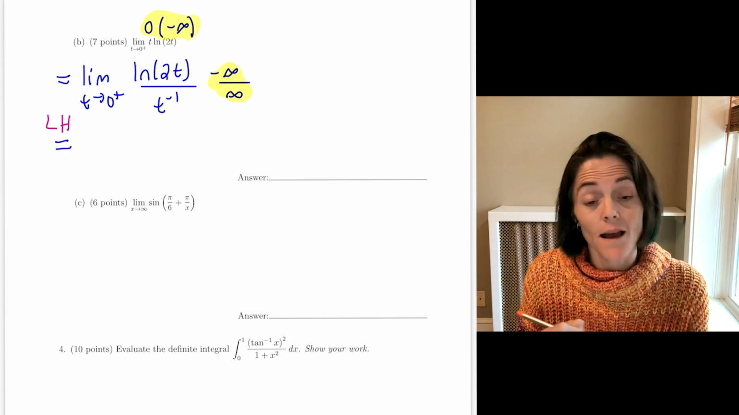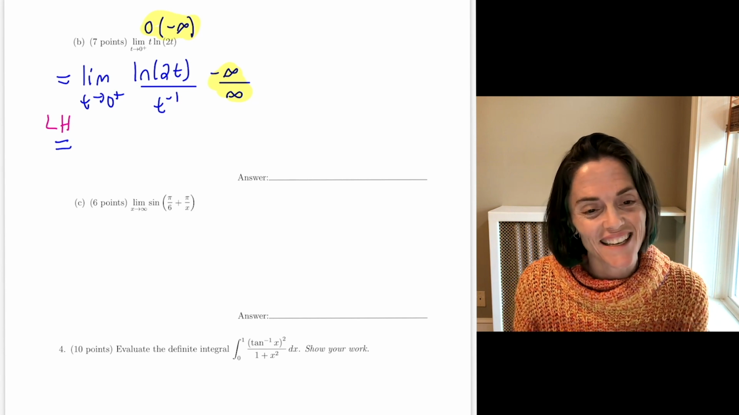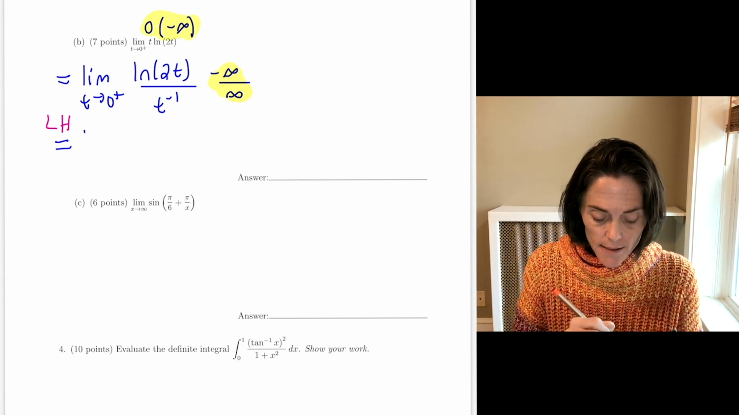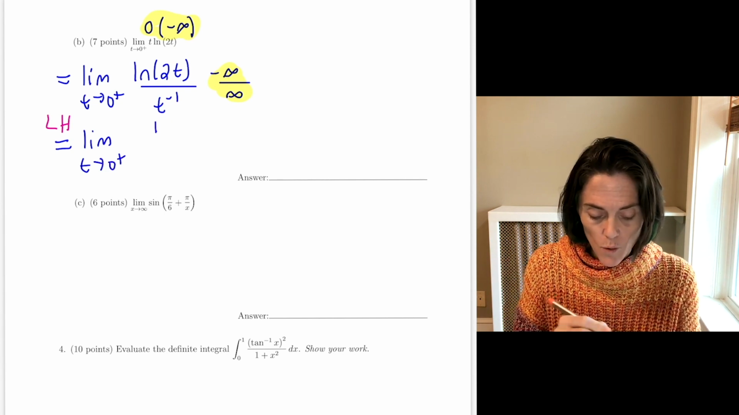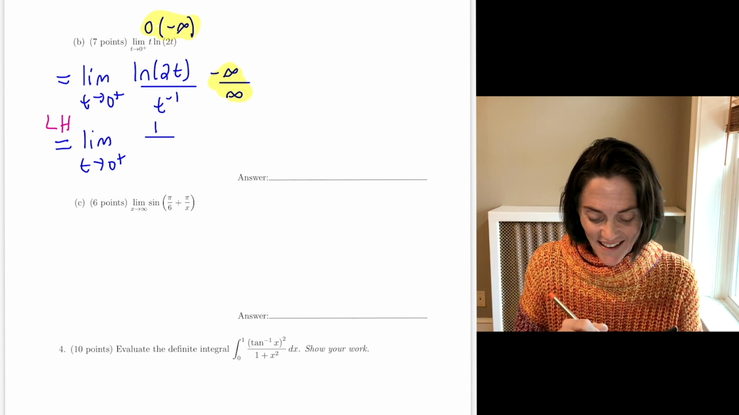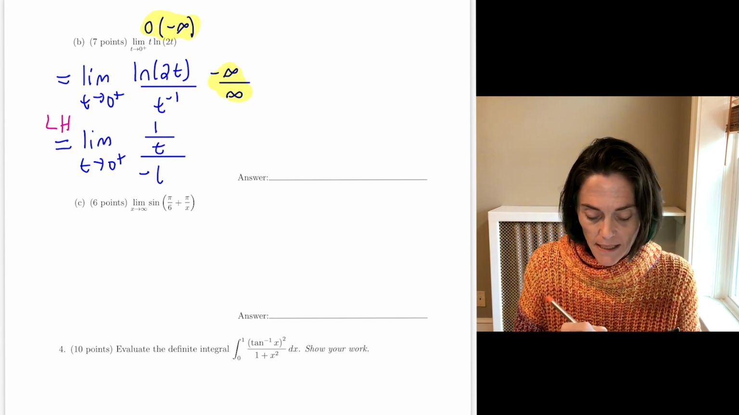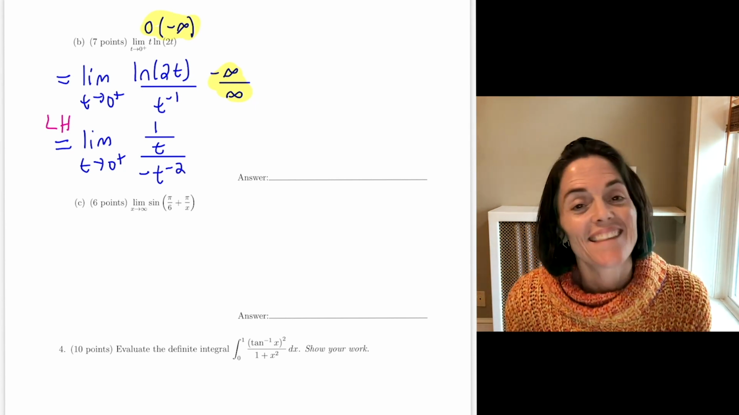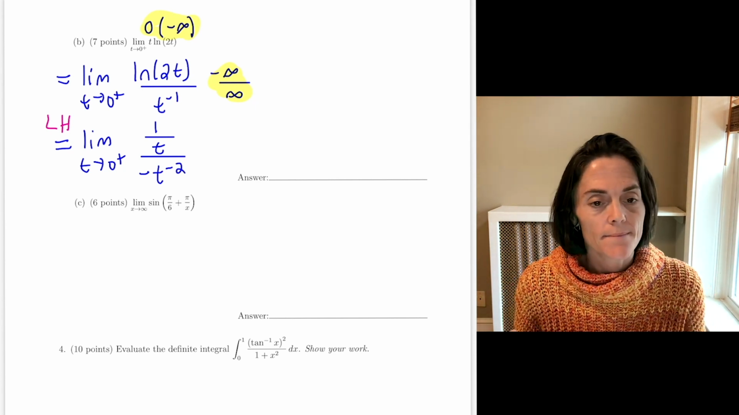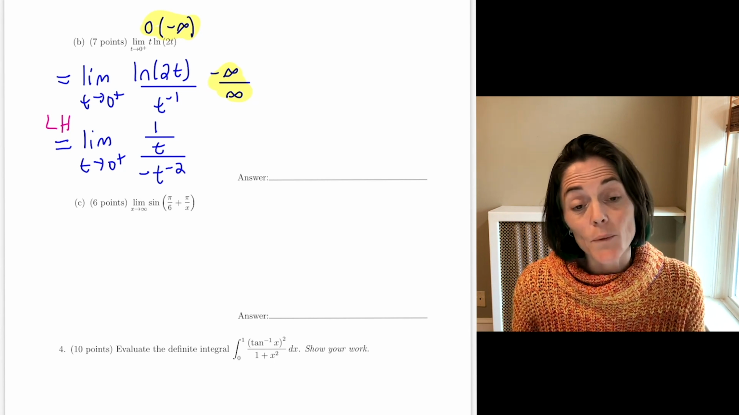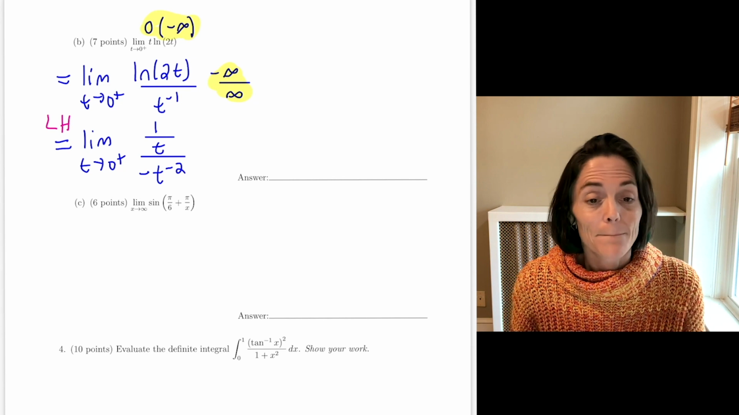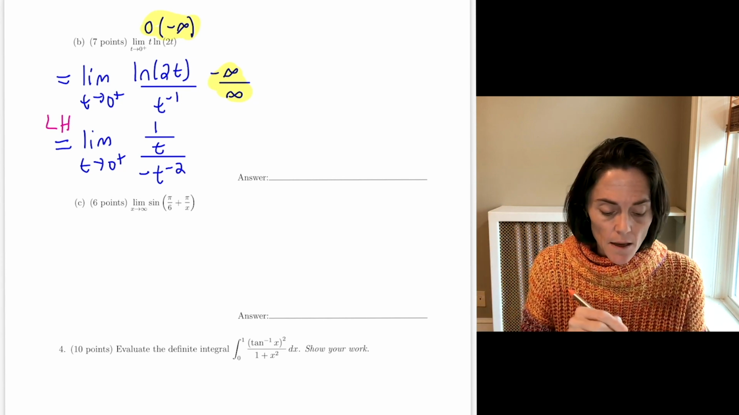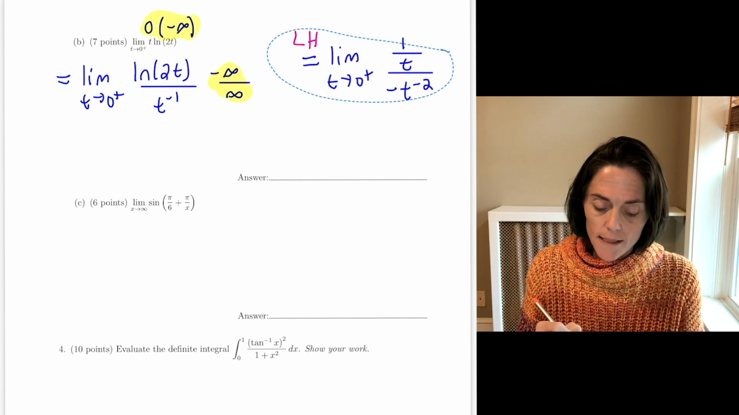The first equal was not L'Hopital. I just rewrote my function. And L'Hopital says we take the derivative on the top. That would be 1 over t. We take the derivative on the bottom. This would be minus t to the minus 2. And then we reevaluate the limit. Well, it looks like we're getting something indeterminate again. It looks like we're getting another infinity over minus infinity. But we don't need to use L'Hopital a second time.